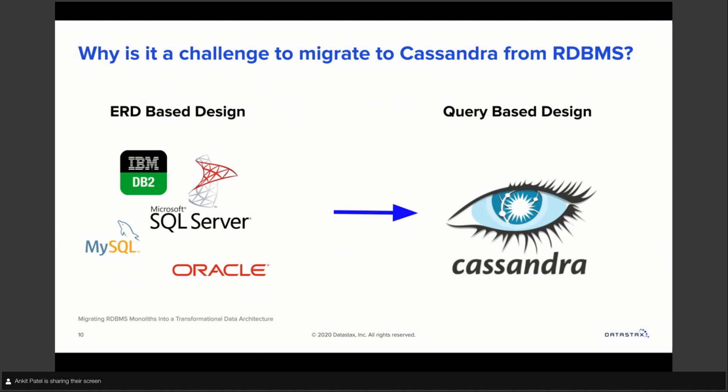So really, why is this so challenging? Given that Cassandra has been around for many years, and we've done this with many enterprises, why is it so challenging to migrate from RDBMS into Cassandra? So it really comes down to the design paradigm of ERD-based design versus a query-based design.